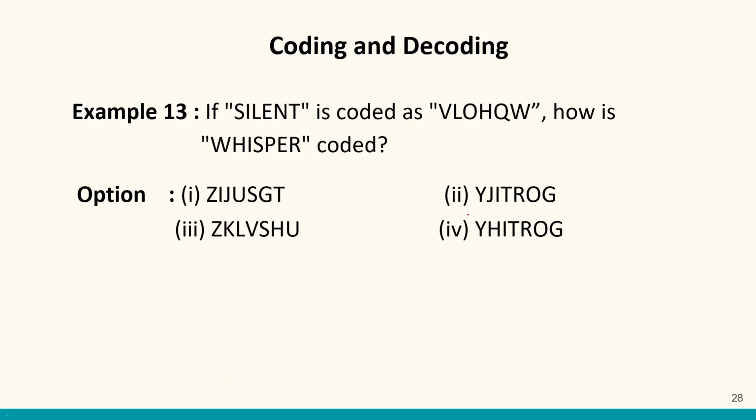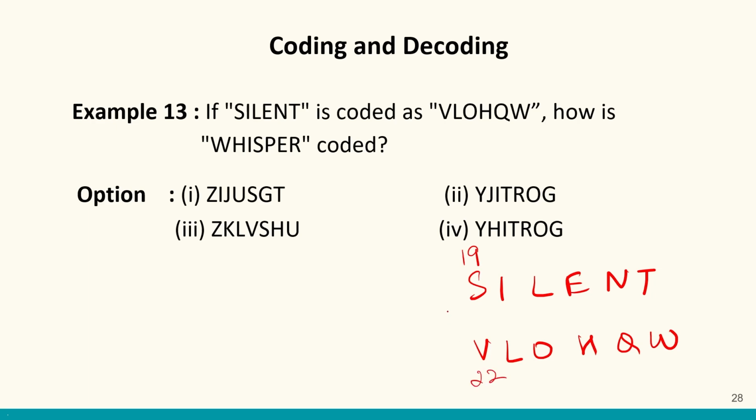Okay. Then silent is coded as this. How is whisper coded? Again, let us quickly solve this. Silent is coded as VLOHQW. So S is 19 and V is how much? V is 22. So I can see an addition of plus 3.